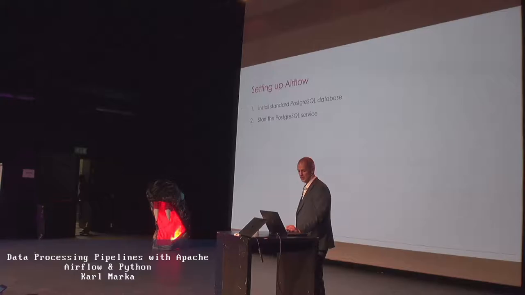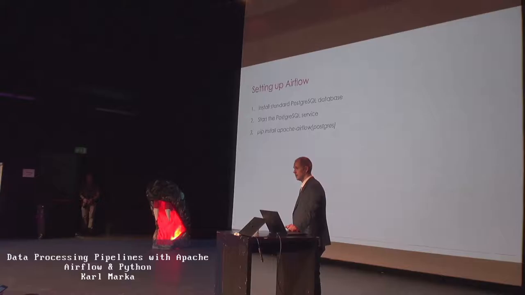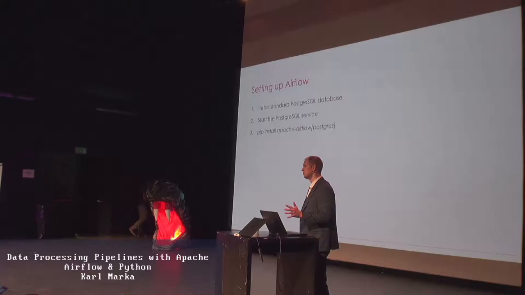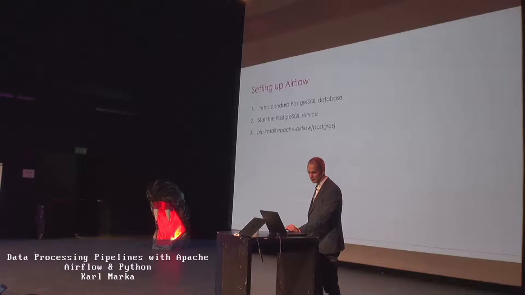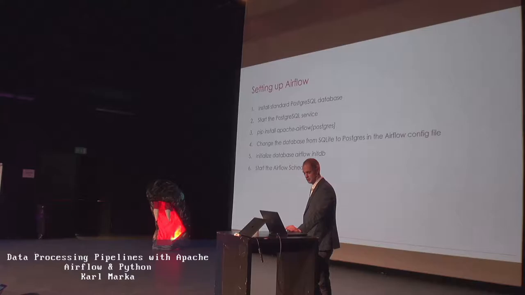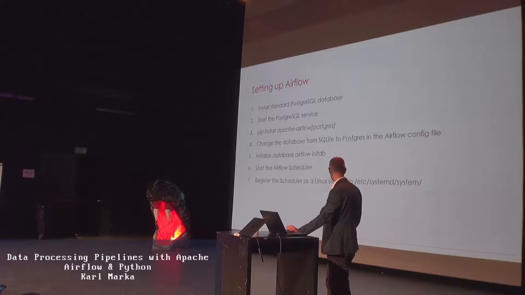Start the Postgres service as usual. Airflow you just install using pip, like you would with any Python library. Well, Apache Airflow is not exactly a library, it's a bit too big to be a library, and it has a visual interface, but the installation is similar. Change one line in the configuration file, switching from SQLite to Postgres. Initialize the database, then you start the Airflow scheduler, which provides the cron functionality. And to keep the scheduler always running, you register it as a service so that it's constantly on.